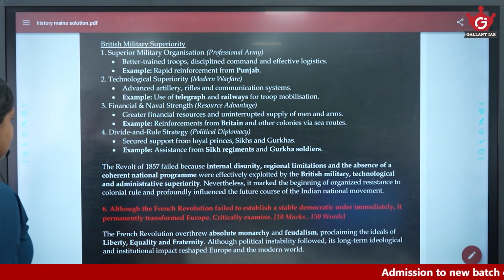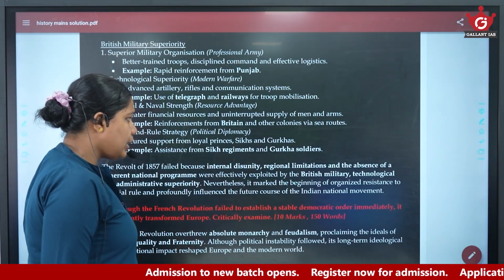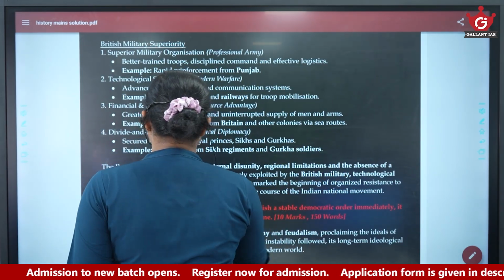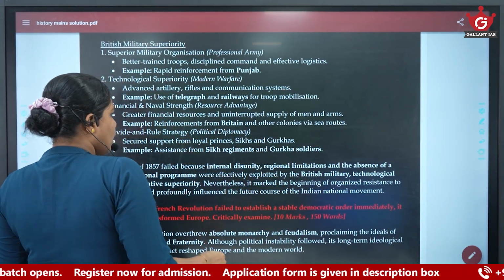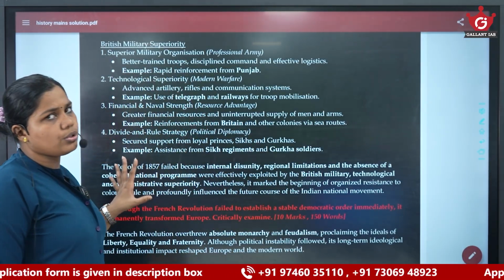Or you can conclude the answer. The revolt of 1857 failed because of internal disunity, regional limitations and absence of a coherent national program. And it was brilliantly exploited by the British. So whatever good conclusion you can give here.